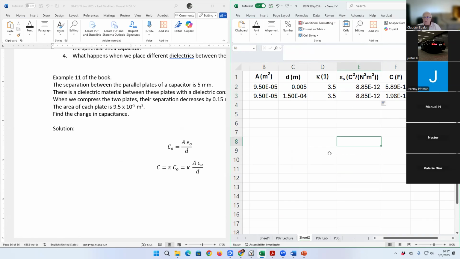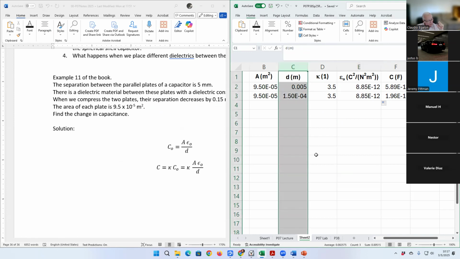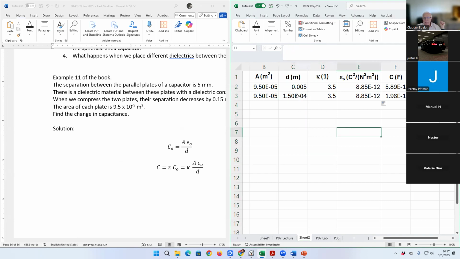Even with this Excel spreadsheet, I made two mistakes. One mistake, I misinterpreted the distance between the plates. I thought they were being compressed only by 0.15 millimeters, when in reality the distance becomes 0.15 millimeters, from 5 millimeters. So it's a huge compression, more than 10 times the original distance. The other mistake was that I put this number right in here instead of here. And now I'm getting the answer of the book.